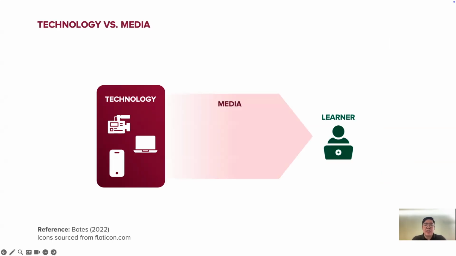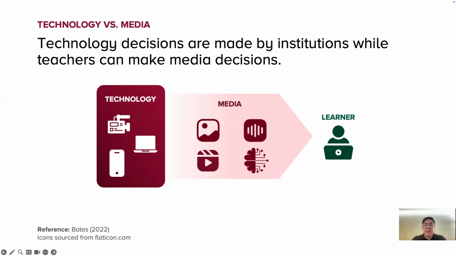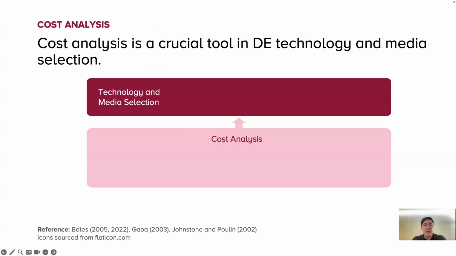Bates looks at technology as the infrastructure, equipment, and tools, while media is the representation of the learning content. Institutions typically make technology decisions based on cost and organizational impact. Teachers have more control over media decisions for their courses. In both cases, understanding costs is essential. Cost analysis is crucial in guiding DE institutions and educators in technology and media selection.